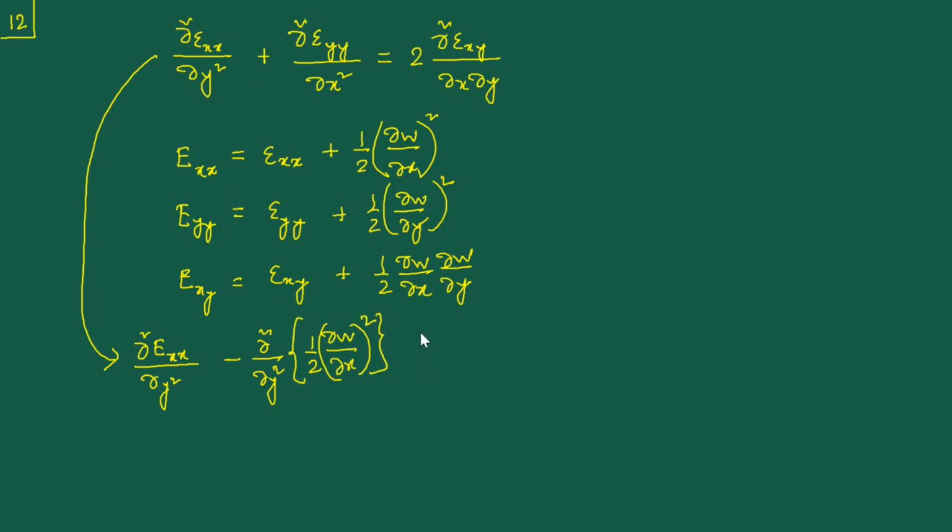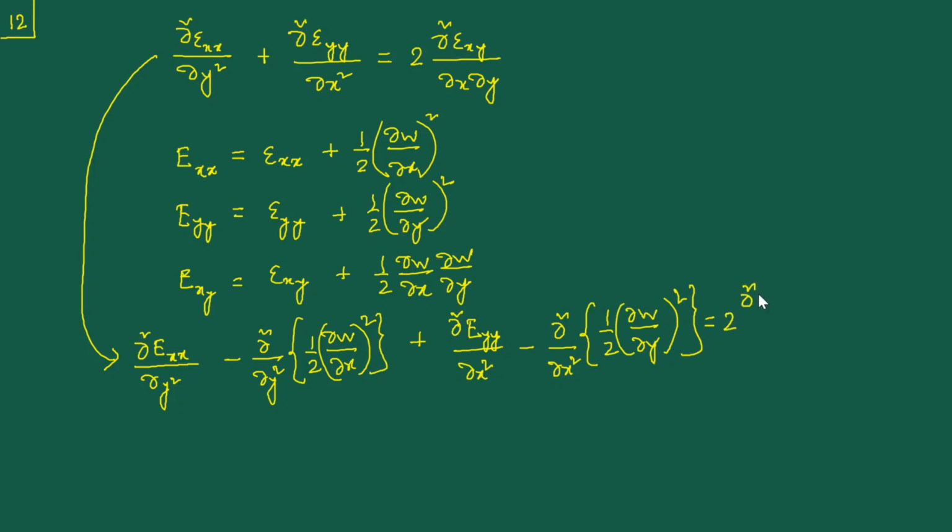So that's the first term. For this second term, we'll have del square Eyy del x square minus del square del x square, and then this term. And on the right hand side, we are going to have del square Exy del x del y minus twice del square del x del y half del w del x del w del y. So basically this term. Okay, now this looks like a horrible mess.